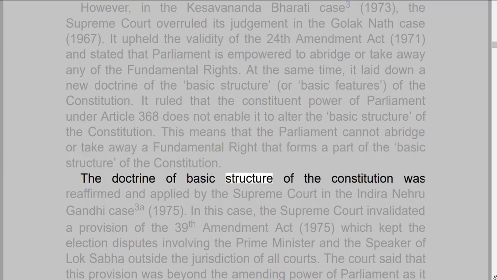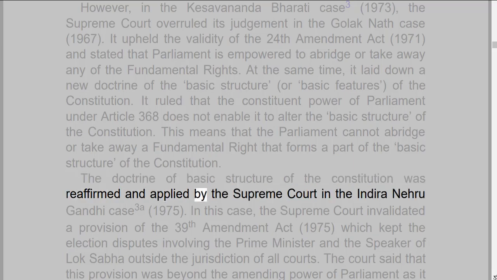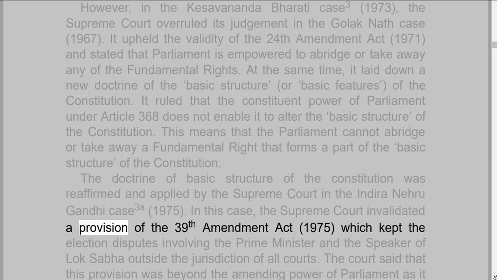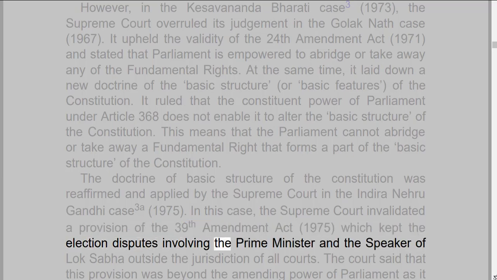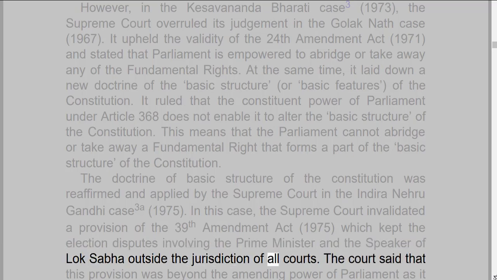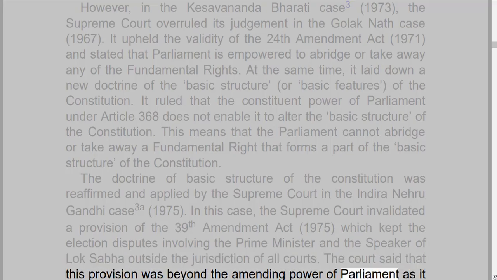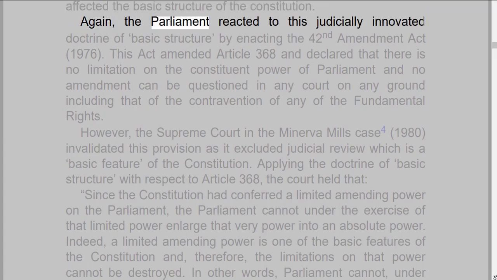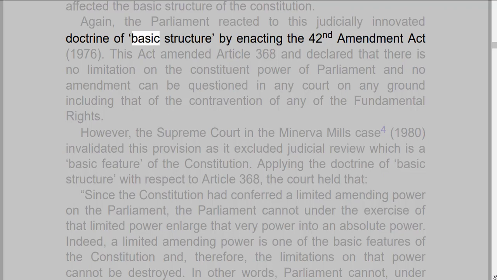The doctrine of basic structure of the Constitution was reaffirmed and applied by the Supreme Court in the Indira Nehru Gandhi Case 3A, 1975. In this case, the Supreme Court invalidated a provision of the 39th Amendment Act, 1975, which kept the election disputes involving the Prime Minister and the Speaker of Lok Sabha outside the jurisdiction of all courts. The court said that this provision was beyond the amending power of Parliament, as it affected the basic structure of the Constitution.